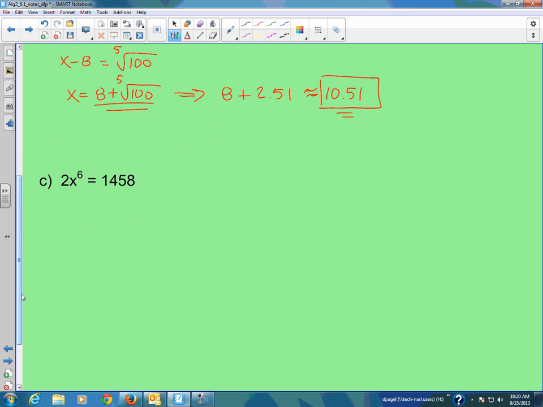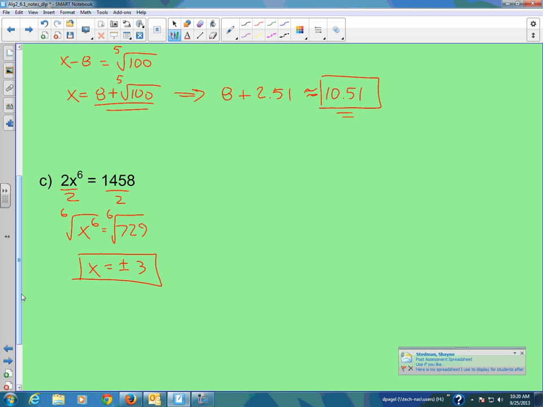All right, then we have this last one here. So I get rid of the 2 to isolate, and get 729. Now I have an even root. I'm undoing it by taking a 6th root. That automatically gives me 2 answers. And in this case, 729 just happens to be a perfect 6th. So I get plus or minus 3.